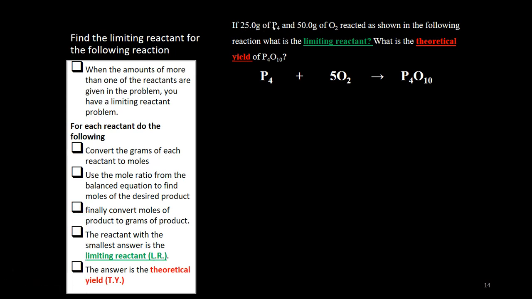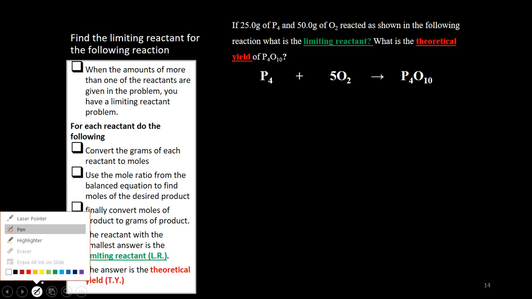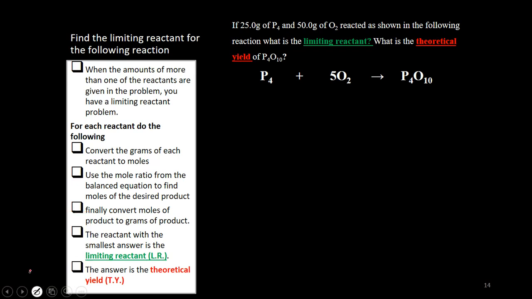If 25 grams of P4 and 50 grams of O2 reacted as shown in the following reaction, here's the reaction. What is the limiting reactant? What is the theoretical yield? So let's read the first step. When the amounts of more than one of the reactants are given in the problem, you have a limiting reactant problem. And look, you are given the masses of both P4 and O2. So that tells you that this is a limiting reactant problem.